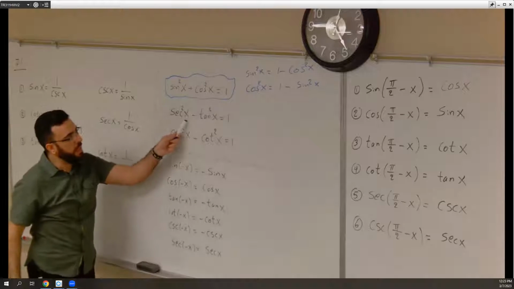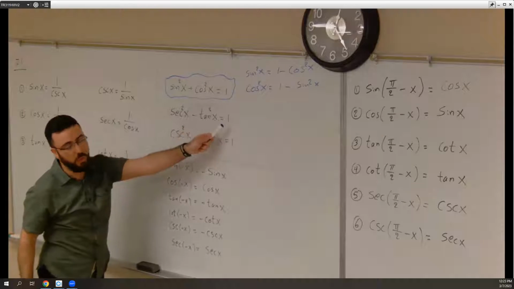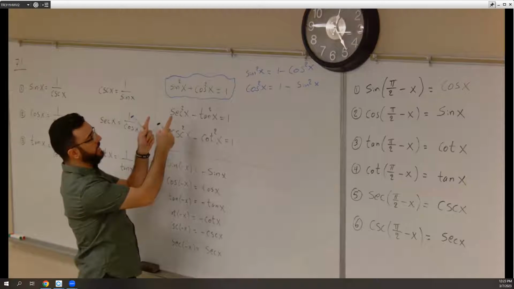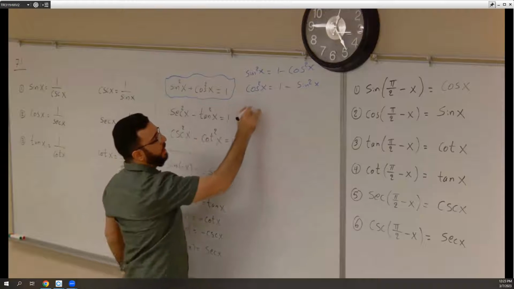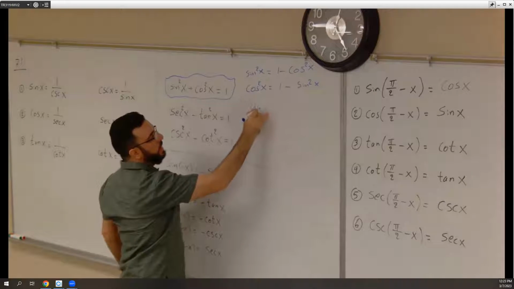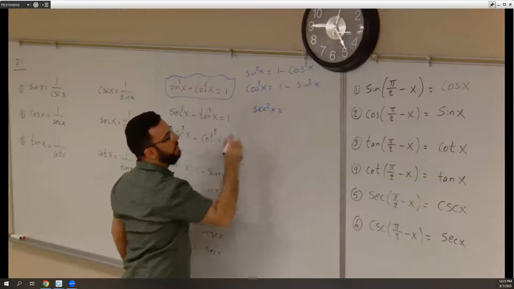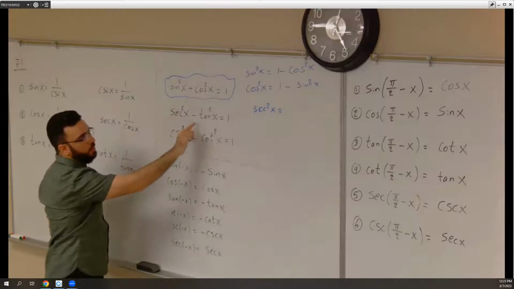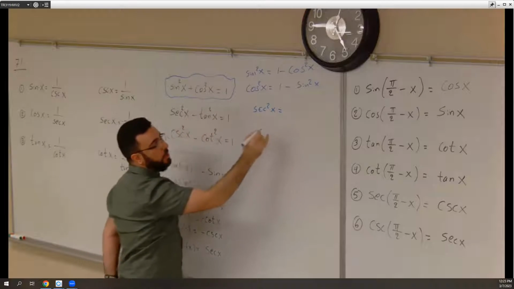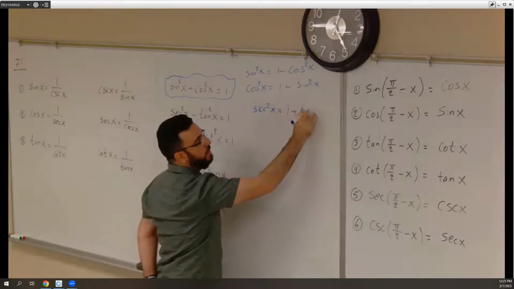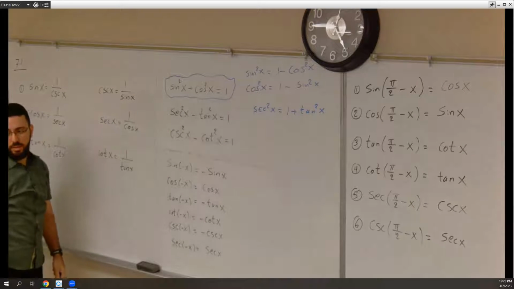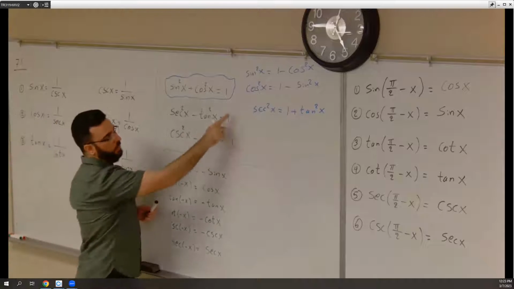Secant square x minus tangent square x equals 1. So in this case, if I need to find secant square x, I'm going to keep this one and move the tangent to the other side. It's negative, so it's going to be 1 plus tangent square x. Okay? So again, this is our rule.